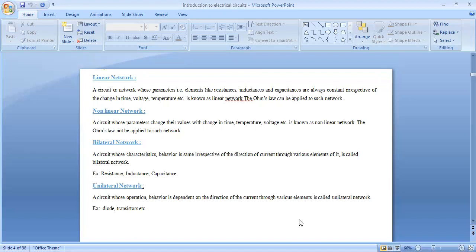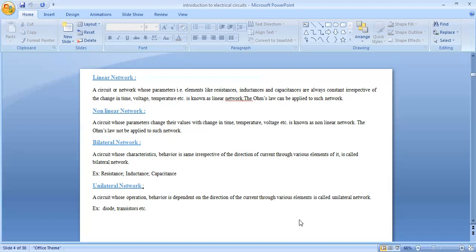Next, bilateral network. A circuit whose characteristic behavior is the same irrespective of the direction of the current through the various elements is called a bilateral network. Examples of bilateral elements are resistor, inductor, and capacitor. See, in the case of a resistor, whether current is flowing from the first terminal to the second terminal, or from the second terminal to the first terminal, the behavior of the resistor is the same. So here the behavior is irrespective of the direction of the current.